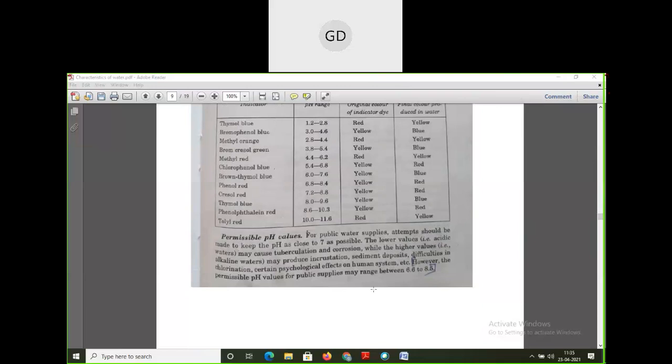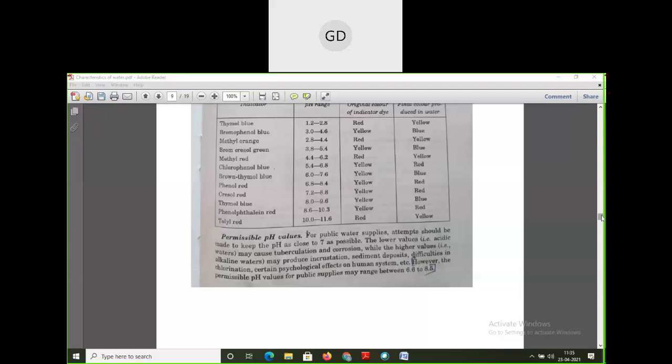So the permissible limit for your drinking water, the pH value for public supplies, is 6.6 to 8.5. Please remember this. This one is very important. You should know what the permissible pH value for public water supply is. It is 6.6 to 8.5.